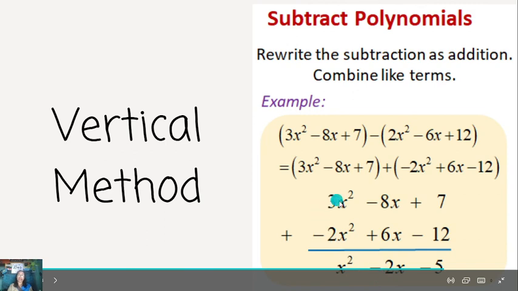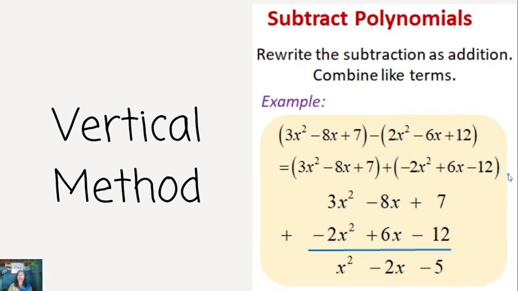When you take a look at the x squared terms, we have positive 3 and negative 2. What's the difference? It's positive 1. So it becomes positive 1 x squared. But 1 is not written anymore because 1 times x squared is just x squared. Remember the identity property of multiplication: anything you multiply by 1 will be the number itself.